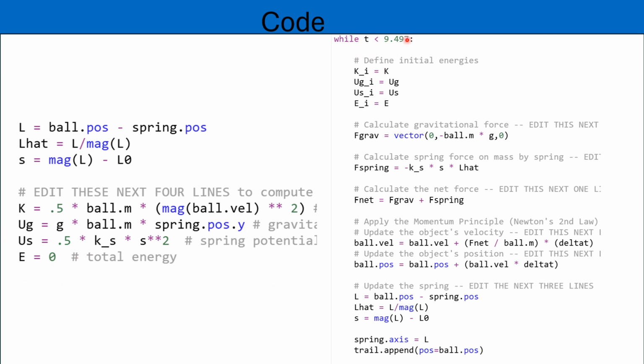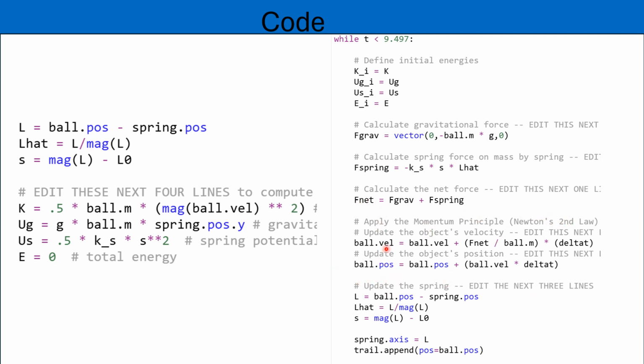And so then in our while statement, which goes to 9.497 because that's how long the actual experiment lasted, we'll be redefining these things because it's important for this while statement to have these predefined as our initials. And then we'll calculate the force of gravity, the force of the spring, and then we'll add these together to get the F net. And then we'll update the velocity, and we'll update the position.